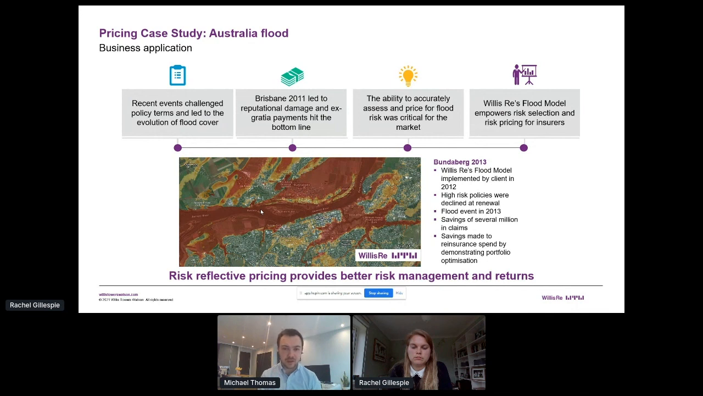We had a client implement our flood data in 2012. Throughout that year, they were declining high-risk policies at renewal, because they were too risky to take on. There was unfortunately an event in 2013, but looking back at the policies that they declined, they'd saved several millions in claims, and they were able to showcase this to reinsurers and also make savings on their reinsurance spend as well by demonstrating this portfolio optimization.